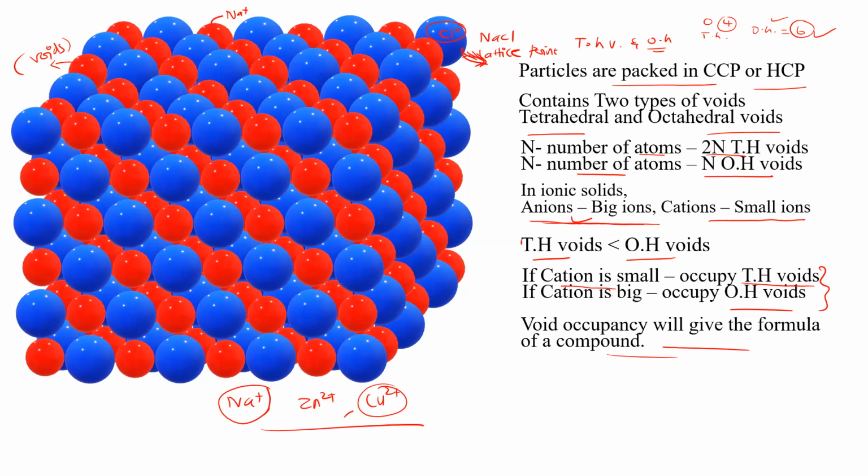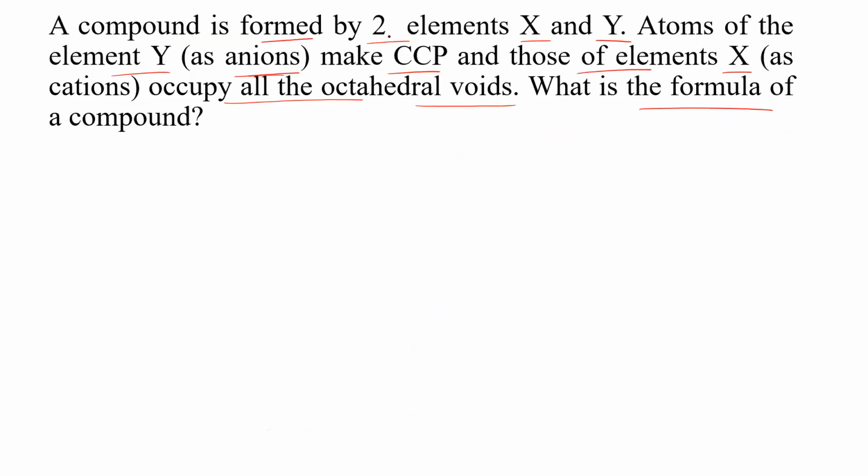If the void is small, then it occupies a tetrahedral void. If the cation is big, it will occupy an octahedral void. Now here it makes CCP, which means that Y, the anions, is occupying the lattice point. Okay, lattice point. Right. Now we can calculate the number of X. Number of Y means what?